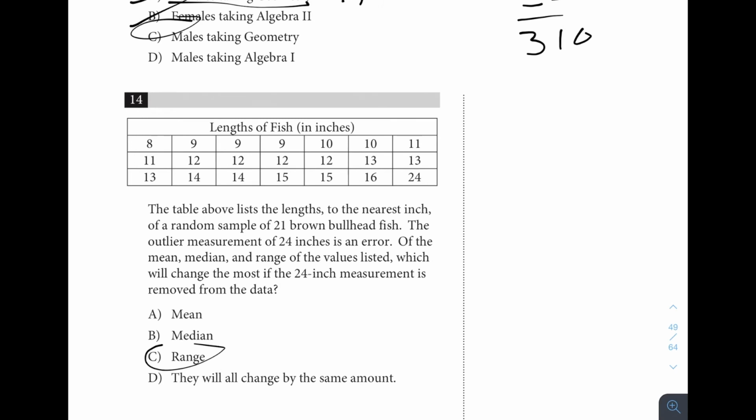what will be changed the most would be the range, because the range is the biggest value minus the smallest, which is 16. But if you took it out, then it would be 8, which is a pretty big change compared to the other two. So for 14, C would be the right answer.